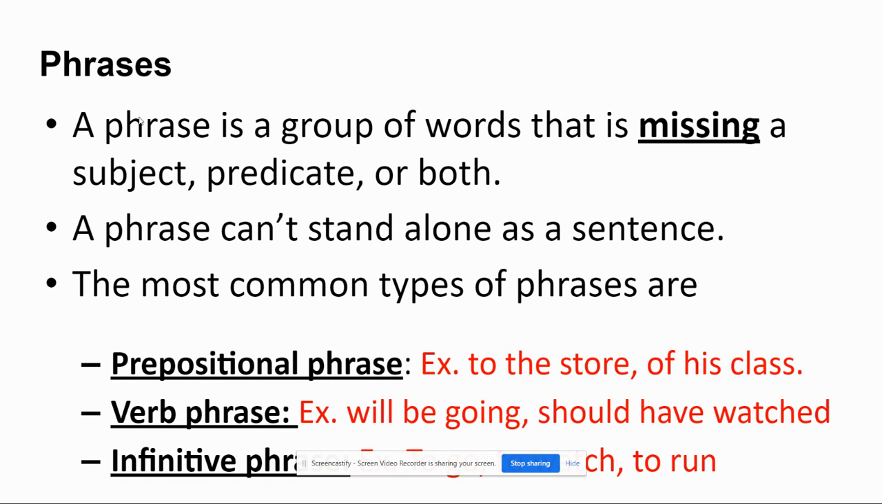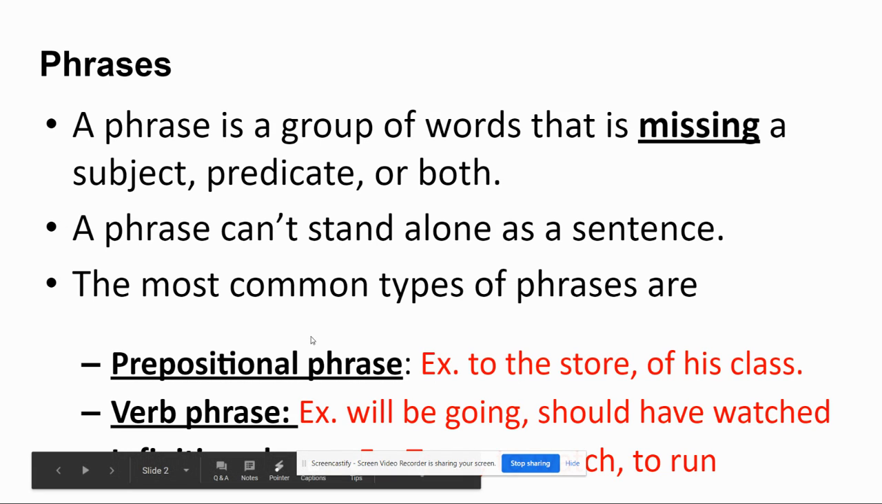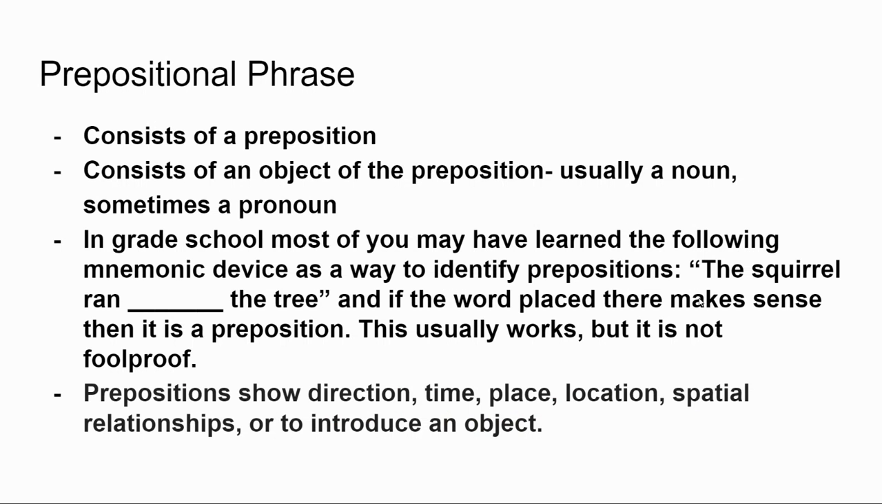And here, the three common types that we're looking at are prepositional, verb, and infinitive. So prepositional, verb, and infinitive phrases are what we're looking at here, okay? And just as a refresher, we'll get back into this more, but I just want to get it back in your mind. So on Friday, we'll do it again.